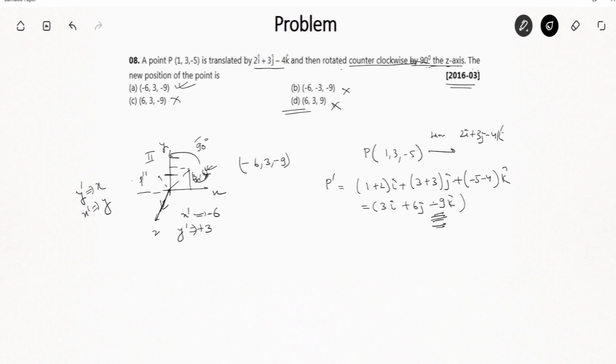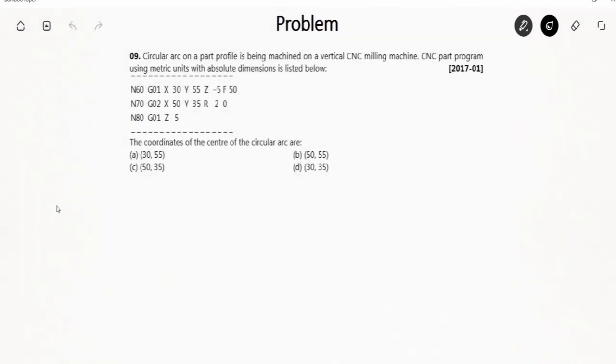Now moving to the next question. This is again a question from 2017, a CNC part programming coding question. What the question is saying is that a circular arc on a part profile is being machined on a vertical CNC milling machine. They have given the CNC part program codes, and I will try to draw the figure using these codes. They have asked for the coordinates of the center of the circular arc.